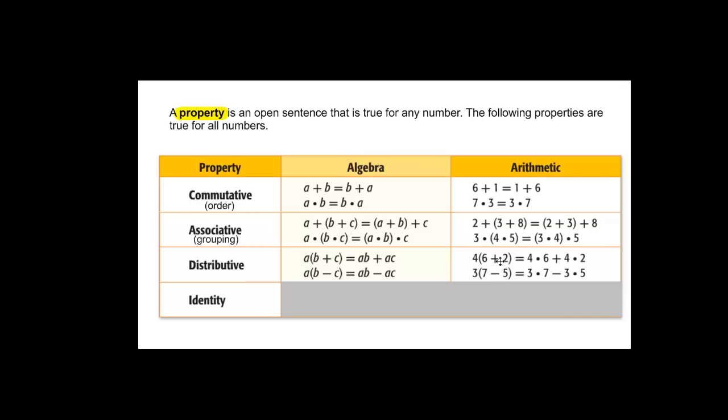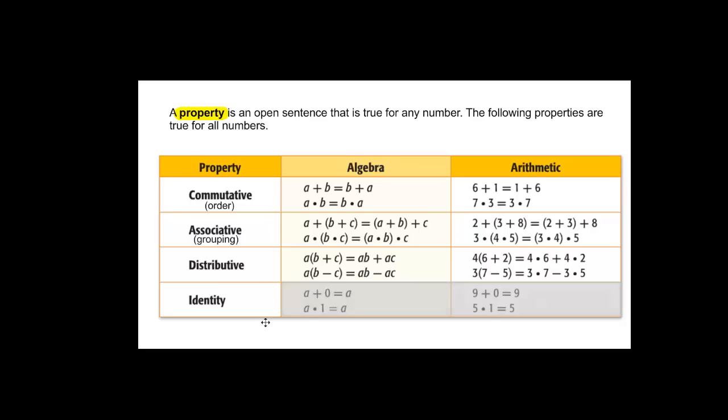Here's some examples with numbers. 4 times 6 plus 2. Well, that's 4 times 6, right there, plus 4 times 2. You distribute that 4 through the parentheses by multiplying it by each term, and then whatever is in between there, you keep that. So that's the distributive property. We'll see that a lot. We'll be using that quite a bit this year.